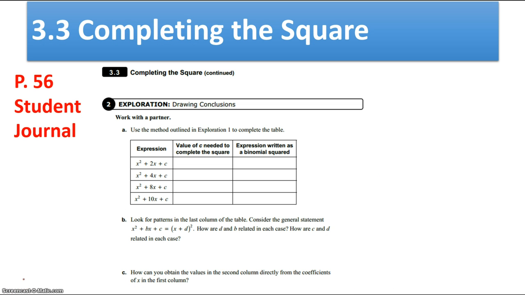So what I need you to do now is to get out your student journal, open to page 56, and we're going to work through the exploration together. Once you have your student journal out, let's begin work. So this first one says, use the method outlined in exploration 1. So we didn't do that, so we're going to walk through this together. It says value of c needed to complete the square.